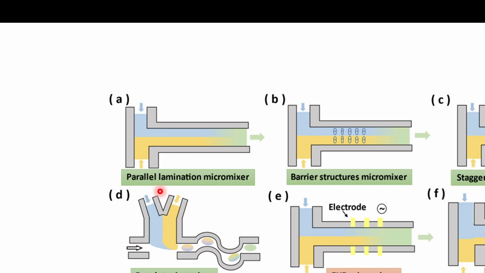Another kind of thing is also possible: droplet micro mixer and electrohydrodynamic micro mixer, then electrokinetic micro mixer. Okay, magnetohydrodynamic micro mixer. So based on the electric field and the magnetic field, it will act as a micro mixer. Then the acoustic micro mixer.